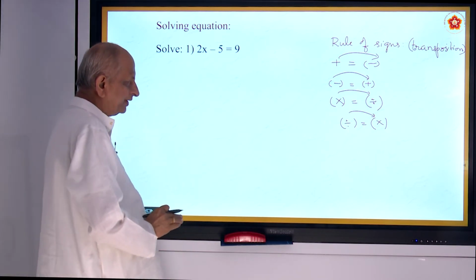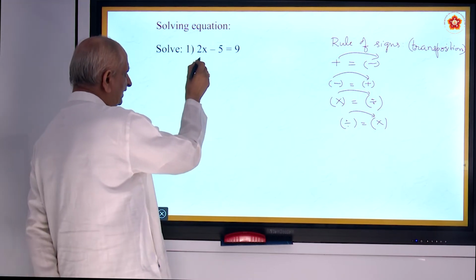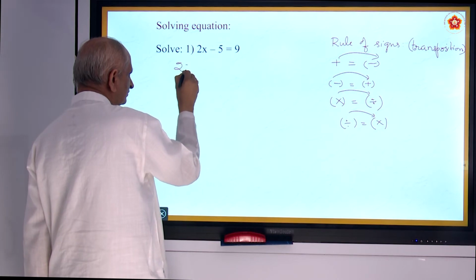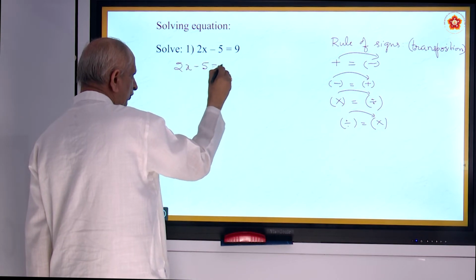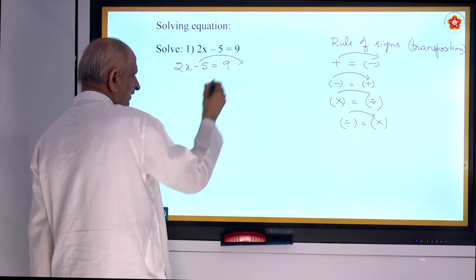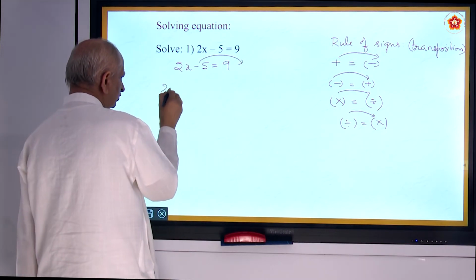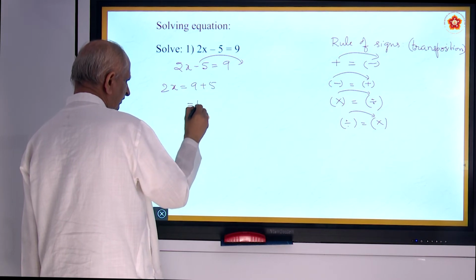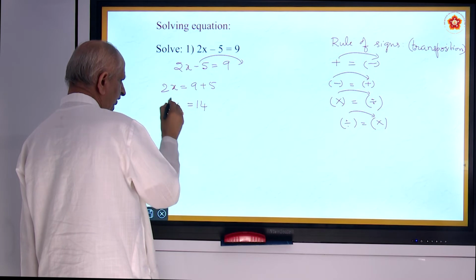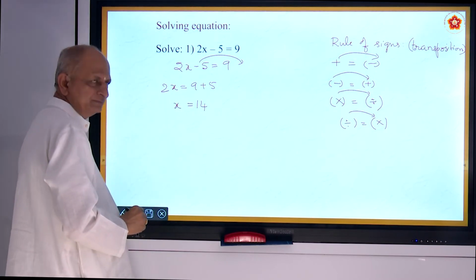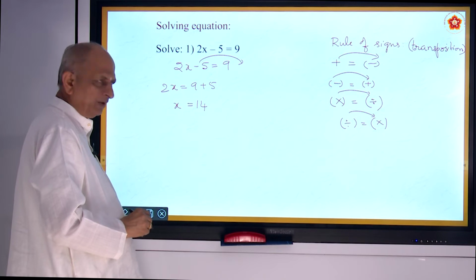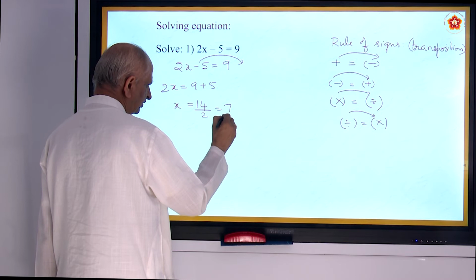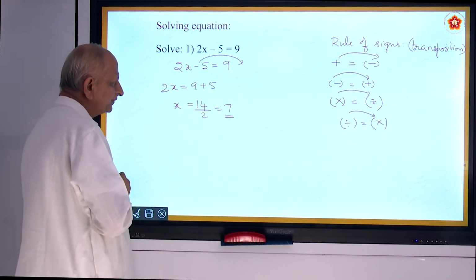Now come on, we will work it out. Now you want to find the value of x, is it? So minus 5 should be brought to the other side. That is called transposed. So when you bring it to this side, it becomes plus. So 2x becomes 9 plus 5. That is 14. So x is equal to, see here, it is multiplied. What should you do now? When you bring it to the other side, it becomes divided by. So x is equal to 7. That is the answer.